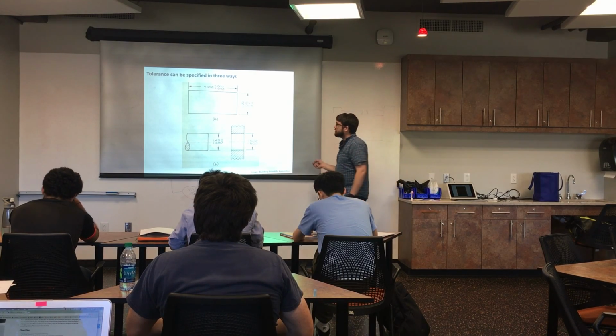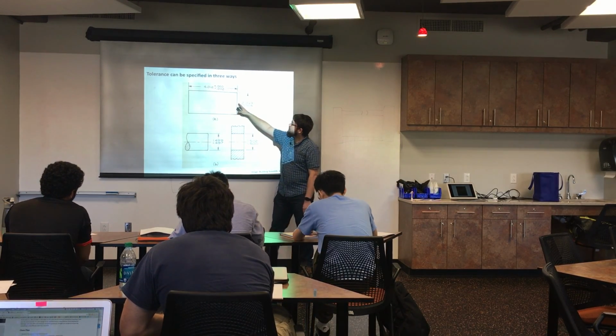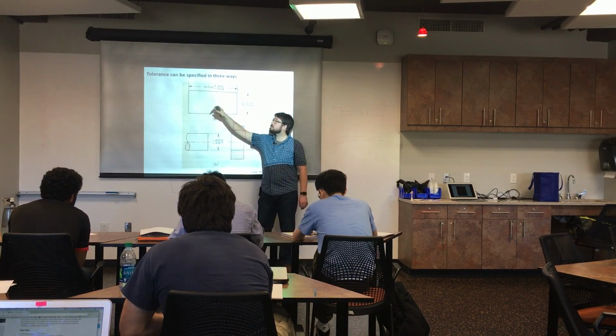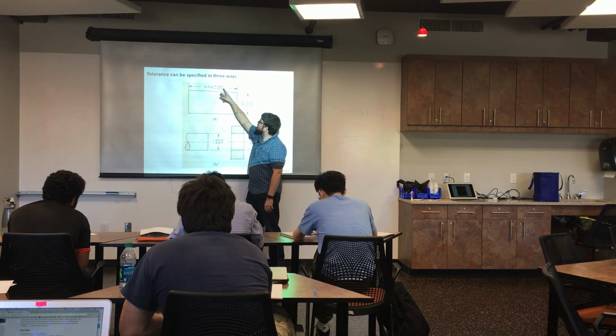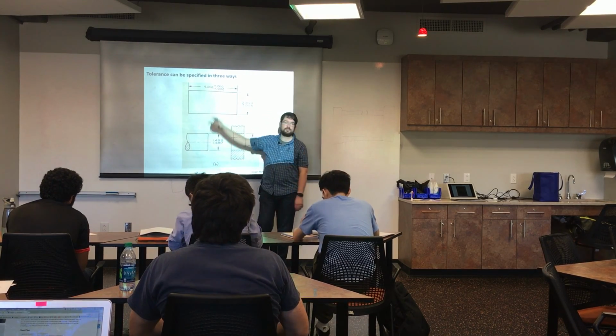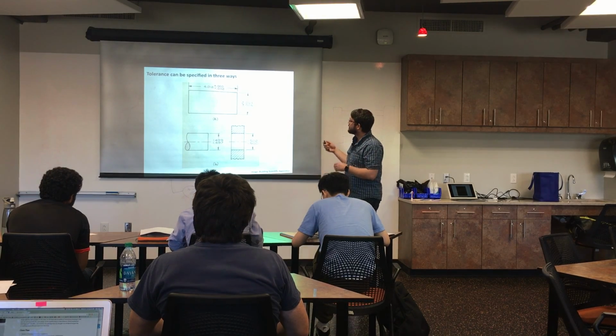You can specify tolerance in a few different ways. A lot of times you'll see either plus or minus or a plus minus. This is very common in assemblies that are going together. This is saying this cannot be any longer than 4.012, but it can be up to 2 thousandths of an inch shorter. So that's pretty common.